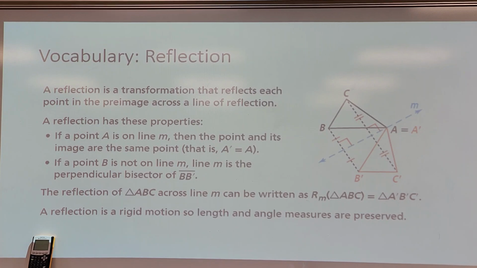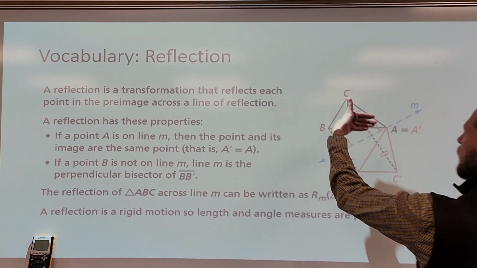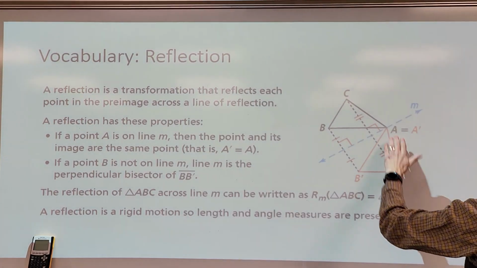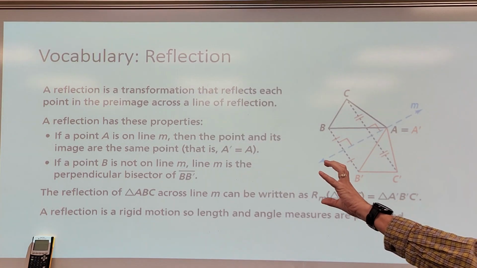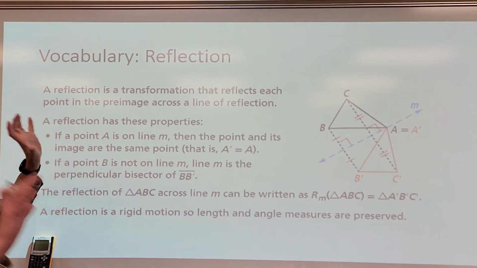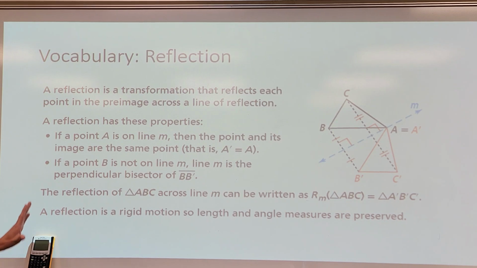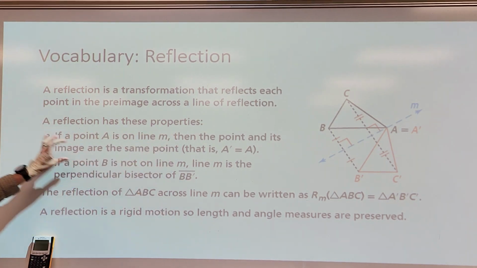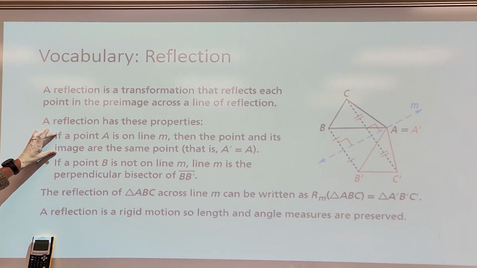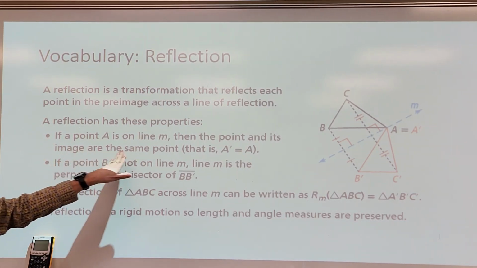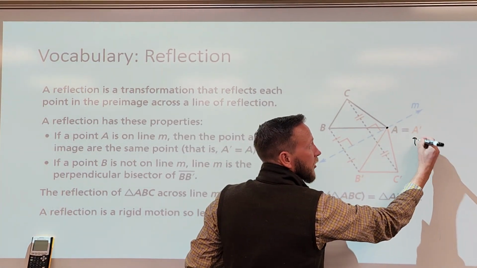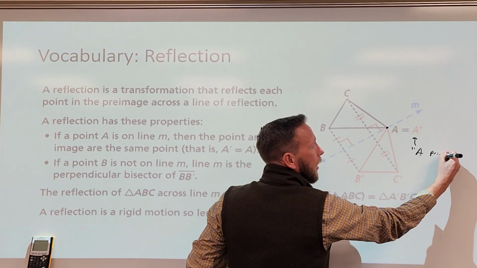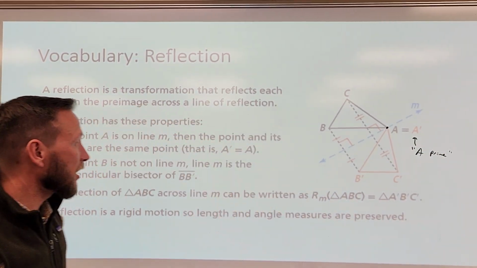But a reflection basically is a rigid motion, a transformation that reflects each point across the line of reflection. All right, so there's some key pieces here that you want to make sure that you get. I know that this is a lot of explanation, a lot of information, but we're going to try to digest this bit by bit. A reflection has these properties. If a point is on line M, then its image is on the same point. So here A and A prime is how we say that. We say that A prime is going to be on the same point.